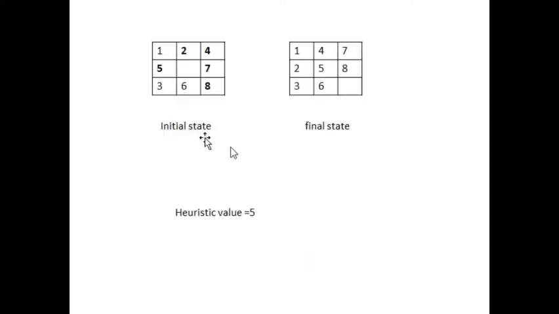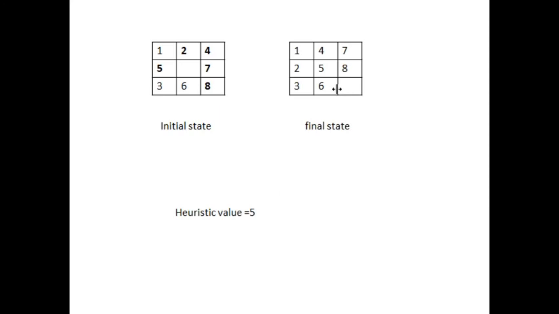So just look at this slide. The heuristic value for this initial state is 5, because there are a total of 5 tiles which are not at their actual location as provided in our final state: 2, 4, 7, 5, 8. All of these are not at their actual location, but 3 and 6 have the same location as provided in our final state. So the heuristic value is 5.